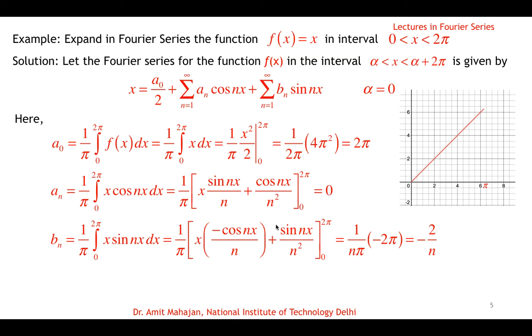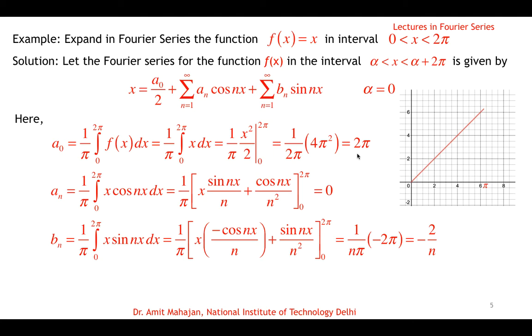Substitute the upper limit minus lower limit. The sine function is 0 for both limits, so the second term is 0, and at the lower limit x is 0, so this term is 0. Only the upper limit will give a value of minus 2 pi by n times cos of 2n pi, which is 1, so it will give minus of 2 pi by n, and there is a 1 by pi outside, so we get 1 by pi times minus 2 pi by n, which is minus 2 by n.